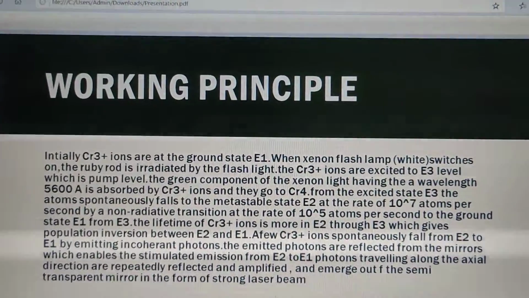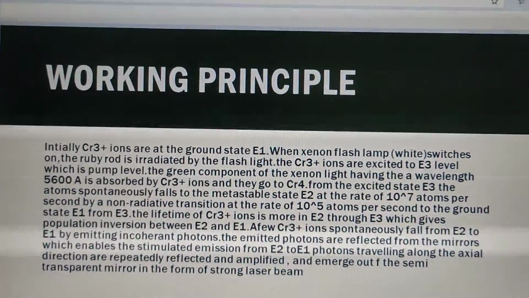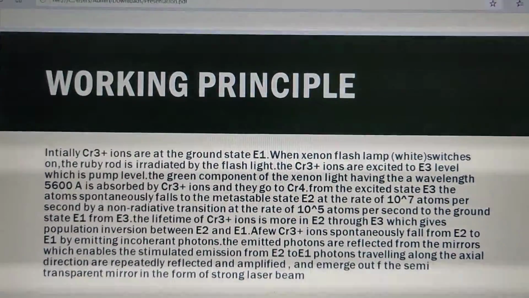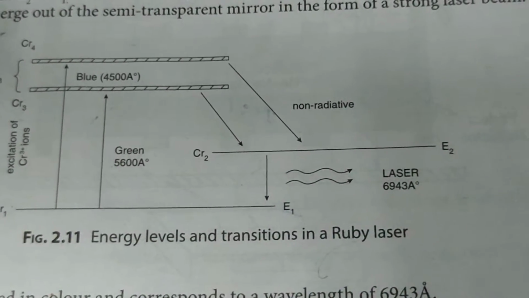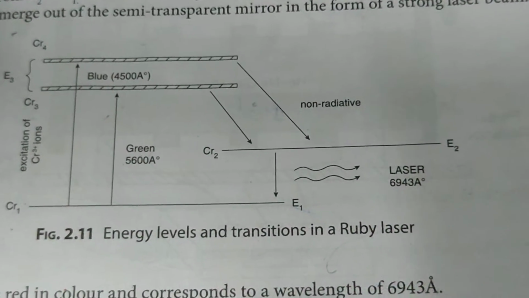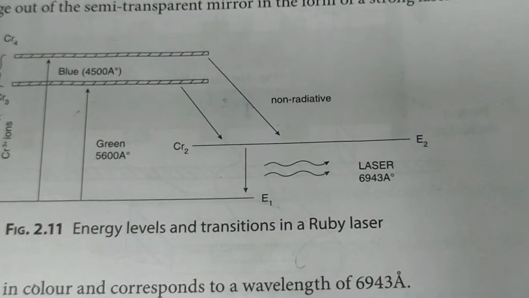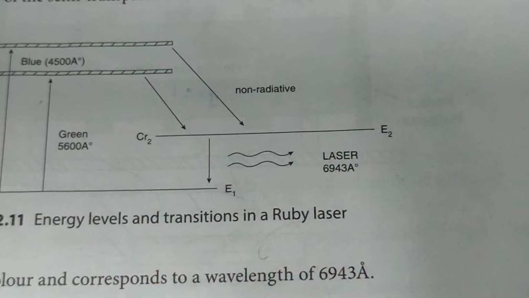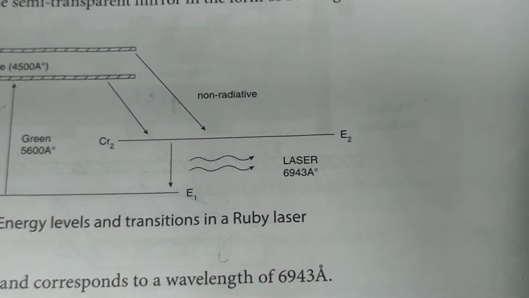Here is the working principle of Ruby Laser rod. First of all, to know the working principle, we have to know the diagram of how it plays a role. So this is the figure of energy levels and transition in a Ruby laser. Initially, chromium ions are at the ground state. When the xenon flash lamp switches on, the Ruby rod is irradiated by the flashlight. The chromium ions are excited to E3 level, which is the pump level.